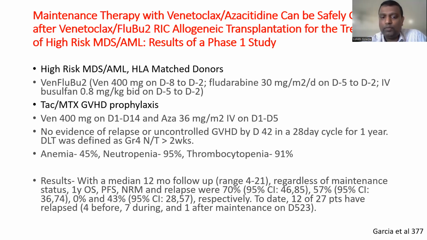With a median follow-up of 12 months, regardless of whether the patient got maintenance, the 1-year progression-free survival, OS, NRM, and relapse are reported here. The OS was 70%, PFS was 57%. There was no non-relapse mortality, suggesting it's a safer combination to pursue even in the post-transplant context, but relapse was still of concern, despite using a doublet combination in the post-transplant context.